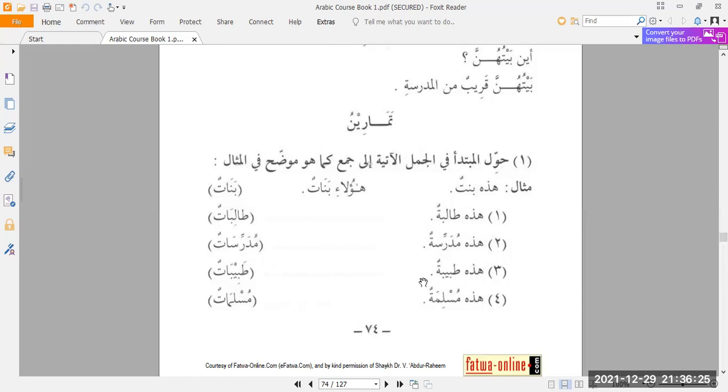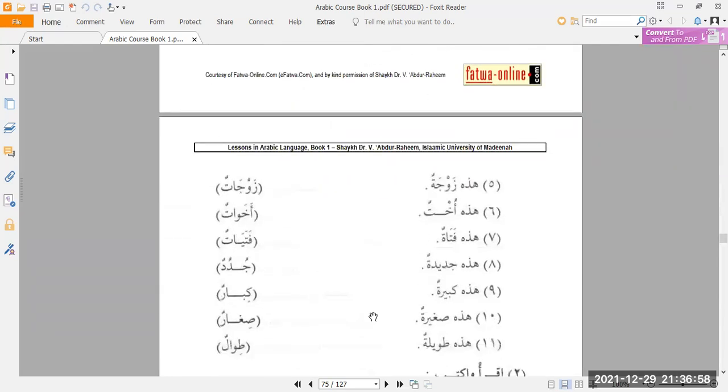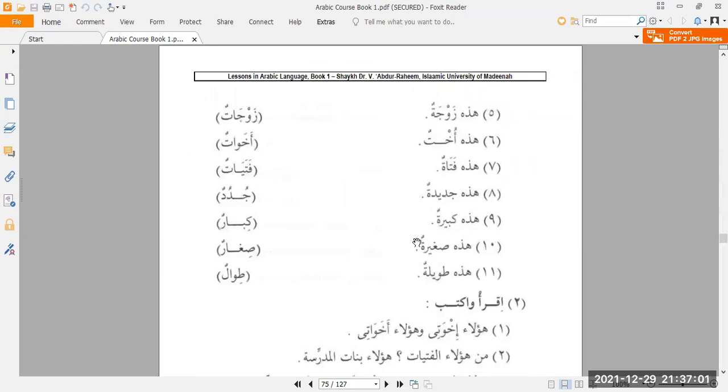Number 3, هذه طبيبة, this is a female doctor. هؤلاء طبيبات, these are female doctors. Number 4, هذه مسلمة, this is a Muslima, a Muslim. As you know, in English you don't have Muslim male and Muslim female, because Muslim remains Muslim in English. In Arabic, Muslimun, Muslimatun. The word itself tells you the gender. So this is a Muslima. هؤلاء مسلمات, these are Muslimas. And that's the end of page 74. Let's do the rest of them till the end here.